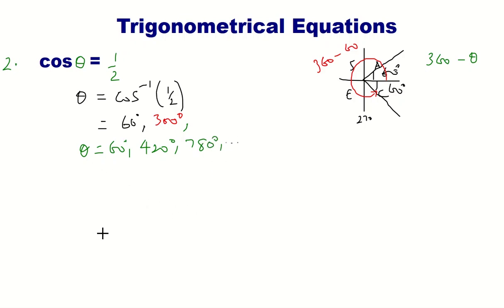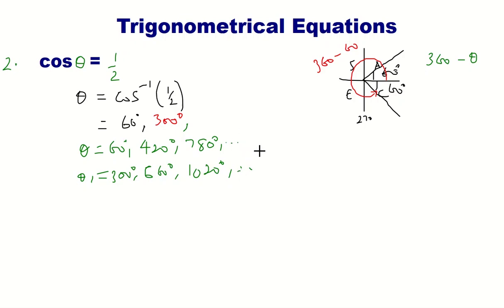Then we have 300. And for 300, when theta is 300 degrees, add 360, we get 660 degrees. Add 360, what do we get? We get 1020 degrees, and so on and so forth.